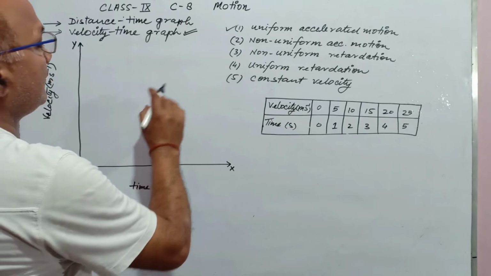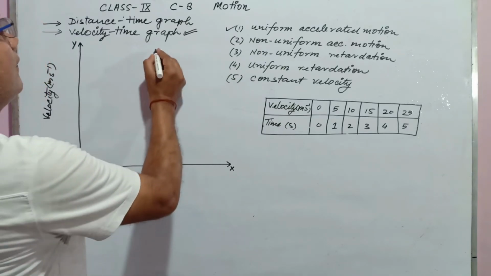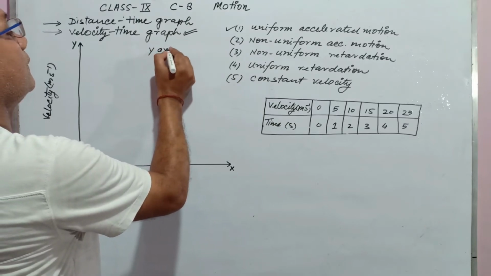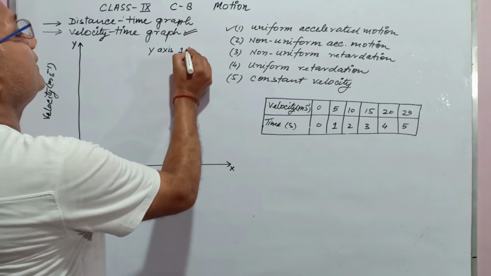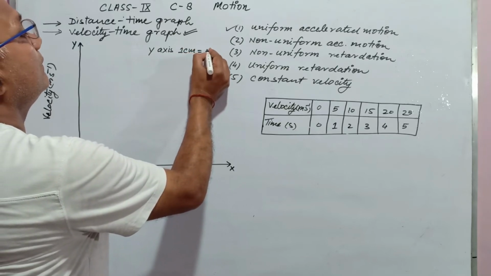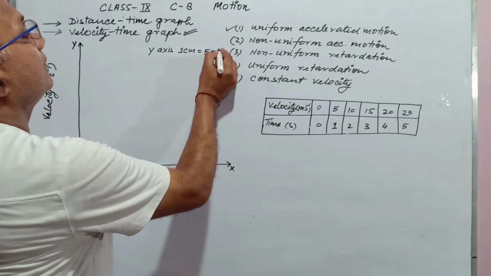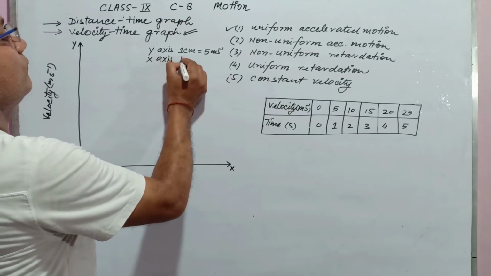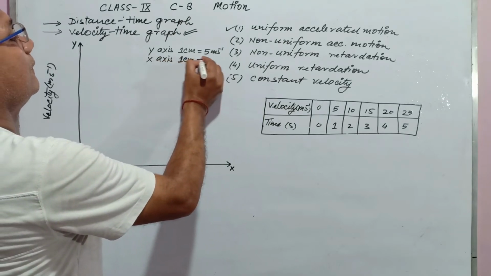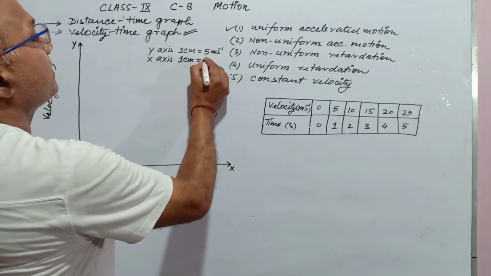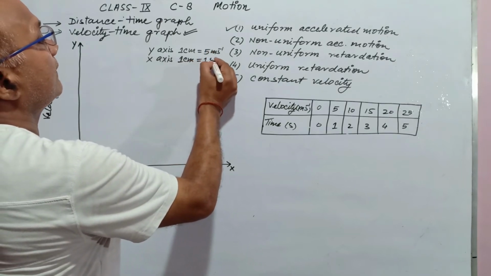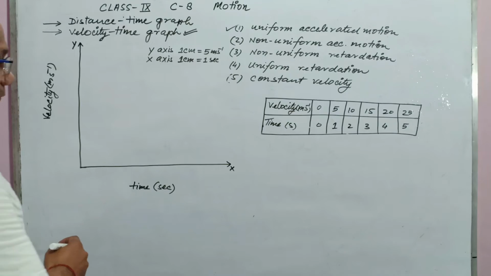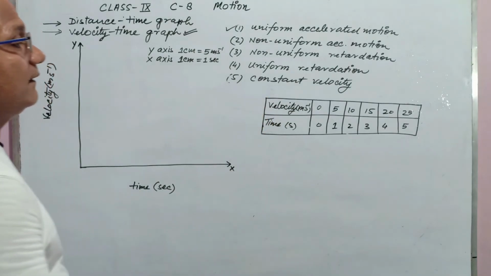For this, we will consider a suitable scale. On the y-axis, 1 centimeter equals 5 meters per second. On the x-axis, 1 centimeter equals 1 second. So by using this scale, we can draw the velocity time graph for this data.